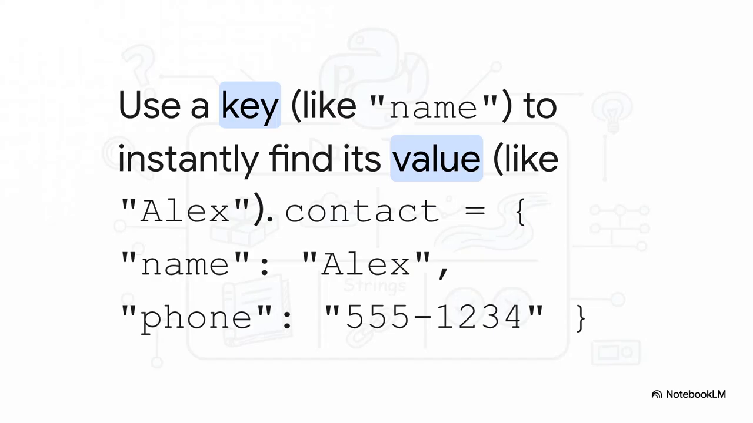Check out this super simple contact card example. The key name is linked to the value Alex. The key phone is linked to the phone number. So if I need Alex's phone number, I don't have to scan through a list. I just ask the dictionary, hey, what's the value for the phone key? And I get the answer back immediately. That is the power of this structure.